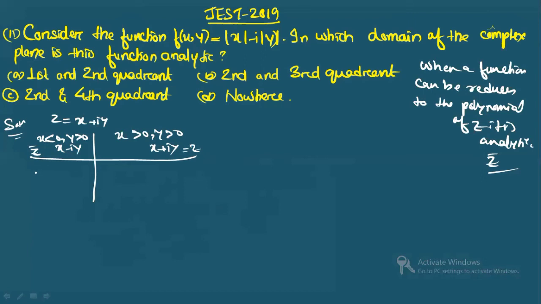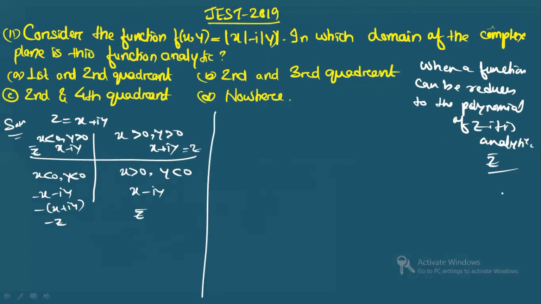In the third quadrant, x is also less than 0, y is also less than 0. So this you will get as minus x minus iy, so minus x plus iy. That means it is minus z. In the fourth quadrant, x is greater than 0, but y is less than 0. This is x minus iy, so this is z bar.